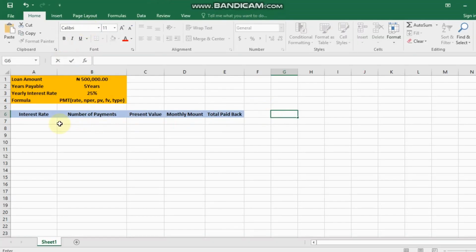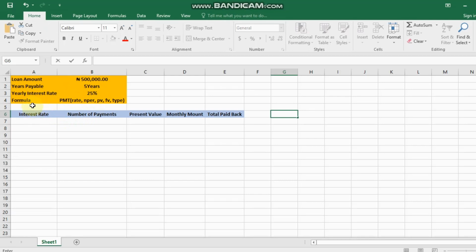In this spreadsheet, we can see the loan amount that was given to an individual. 500,000 naira was given to an individual, maybe to start a business or for a house project or whatever. The years payable is 5 years. We're expected to pay this plus the interest in 5 years. The yearly interest rate is 25%.